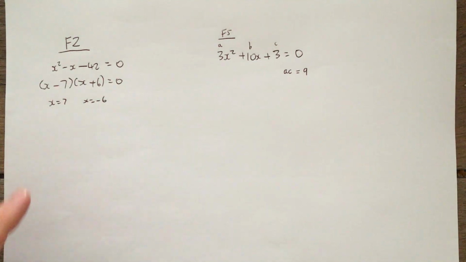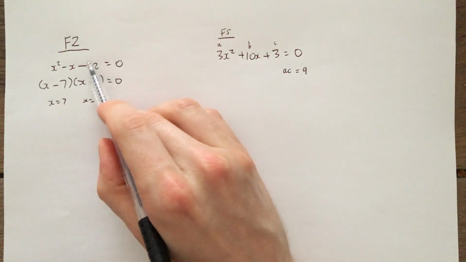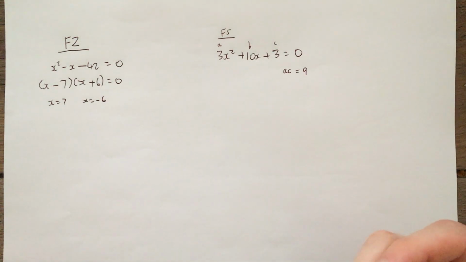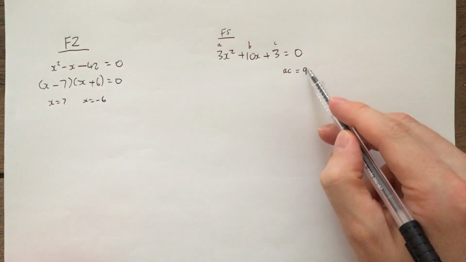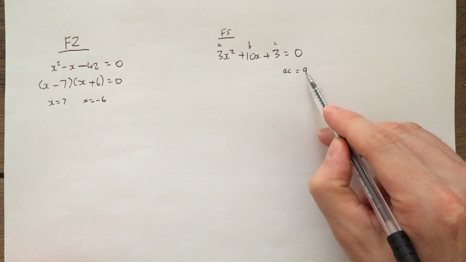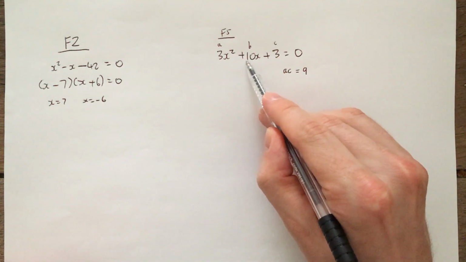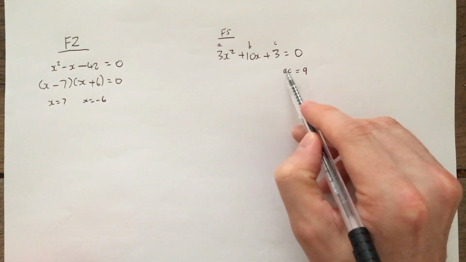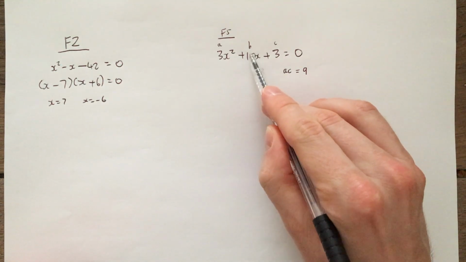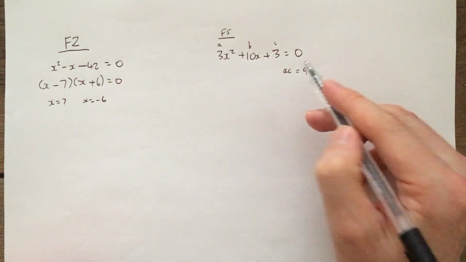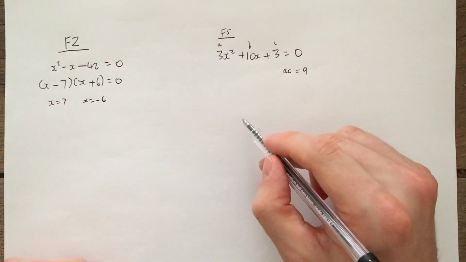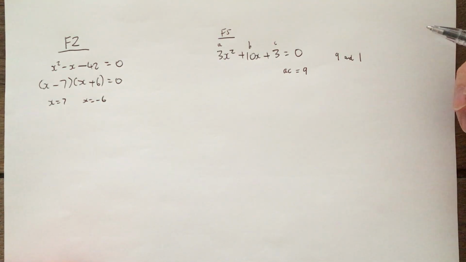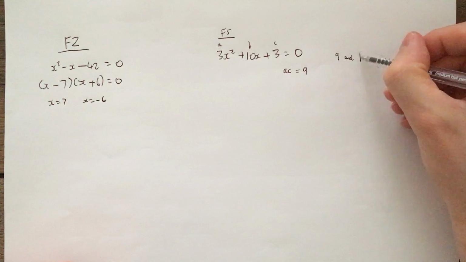Now, do you remember in this example here, we wanted to find two numbers that multiplied to get negative 42 and added to get negative 1? Here, we want to find two numbers that multiply to get 9 and add to get 10. So basically, two numbers that multiply to get whatever our AC is and add to get whatever our B is. So two numbers that times together to get 9, add to get 10, 9 and 1, both positive. Because 9 times 1 is 9, 9 plus 1 is 10.